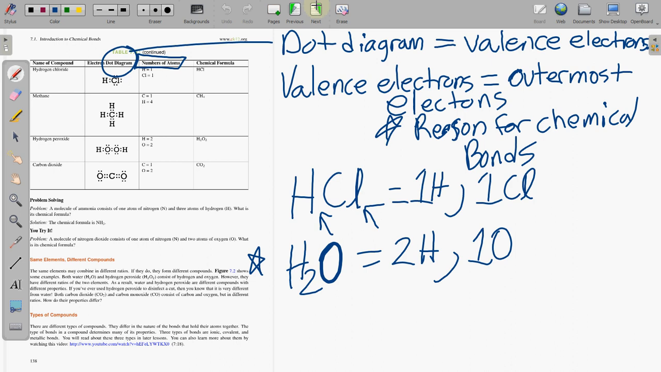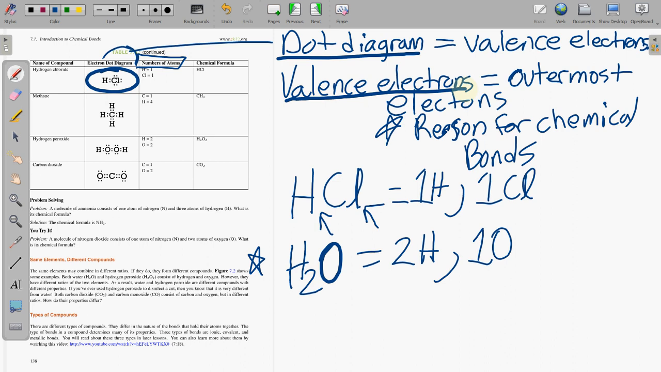All right. Dot diagram. So all a dot diagram is, it shows the valence electrons. So for example, these dots around the symbols, those are the valence electrons. Okay? Now, why are valence electrons important? Well, valence electrons are the electrons involved in chemical bonds. They are the reason and the way that elements form chemical bonds.